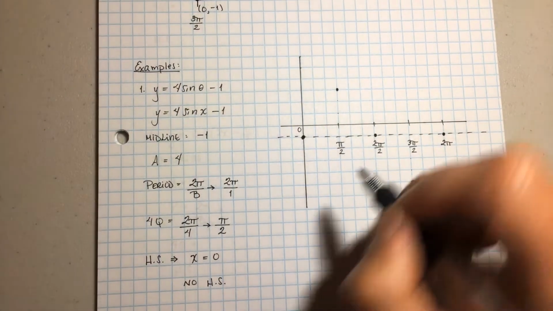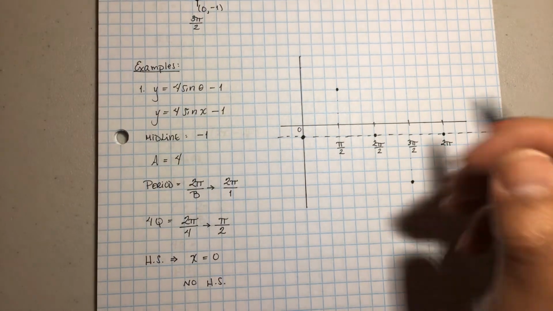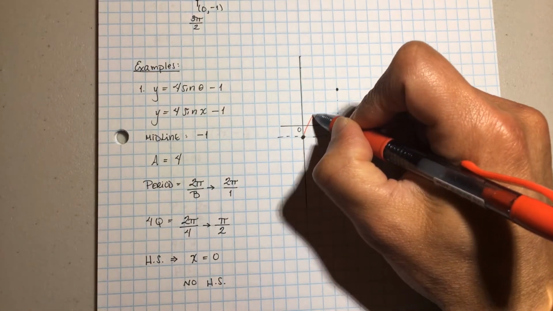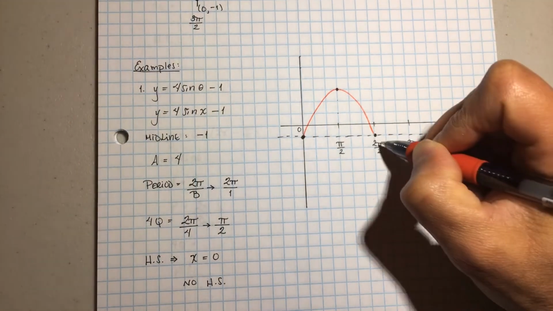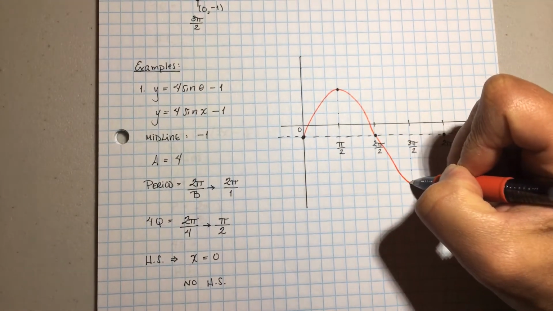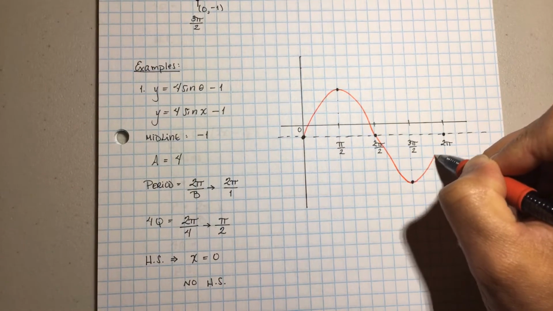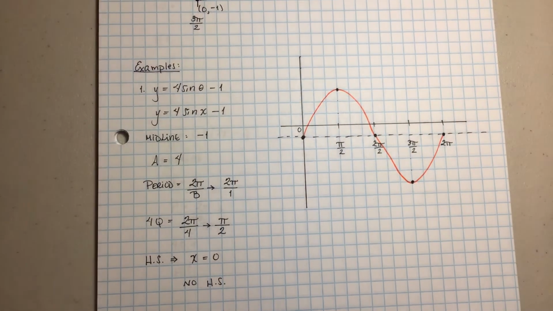So we end up with something that looks like this. Okay. And this goes up and goes down and keeps going. There it is. That's the wave.